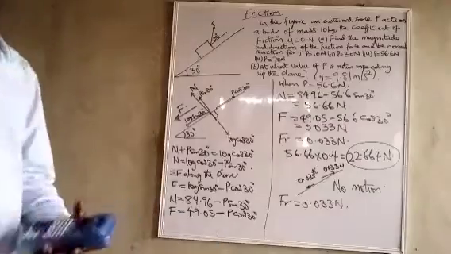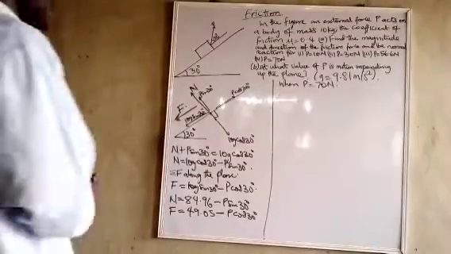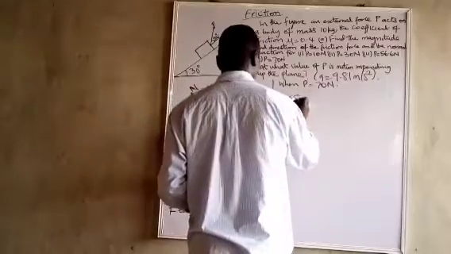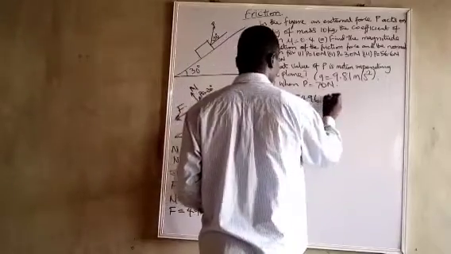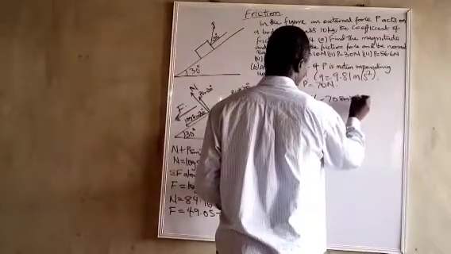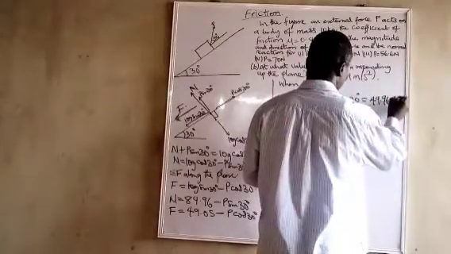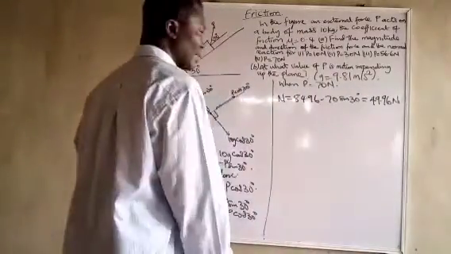Now let's look at the last one. Now when P equals 70 Newton, what is our N? N is equal to 84.96 minus 70 sin 30 degrees. And that gives me 49.96 Newton.